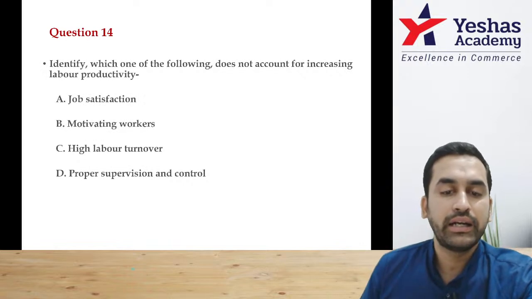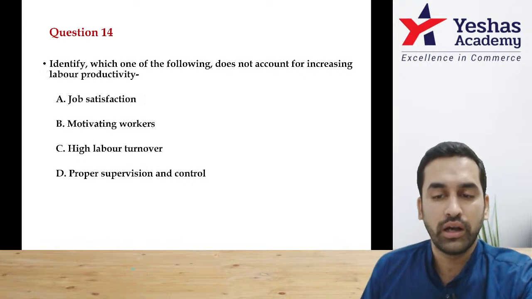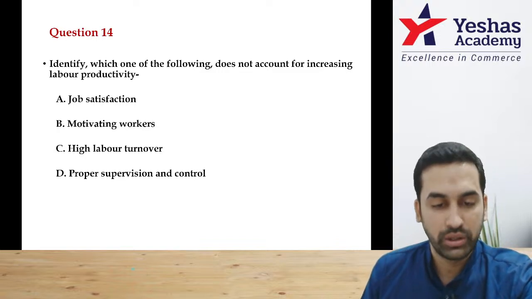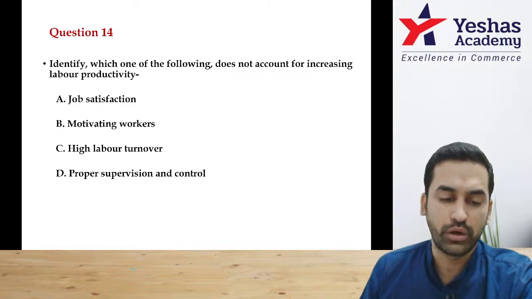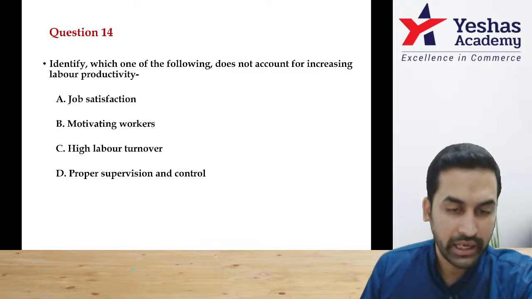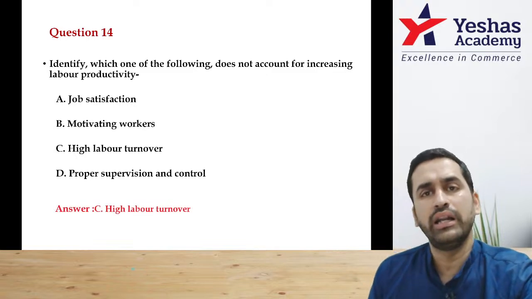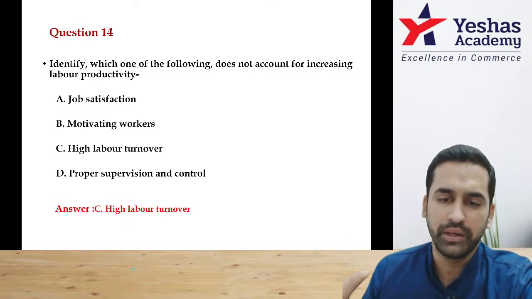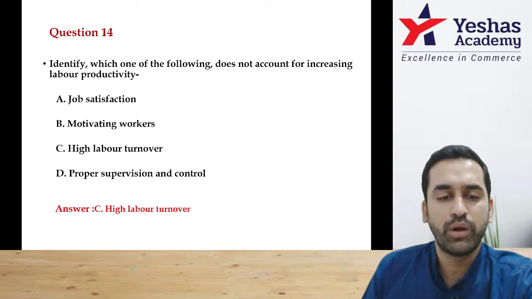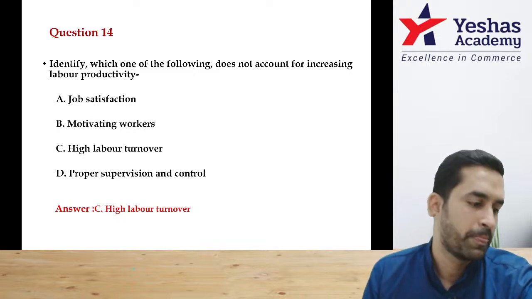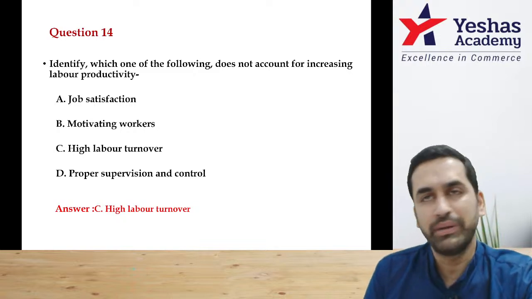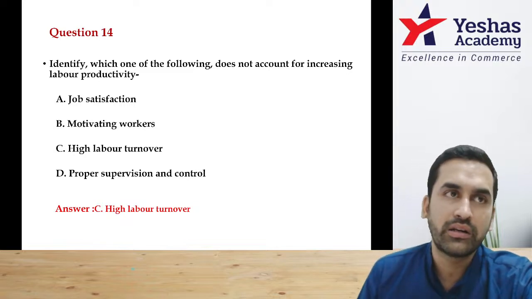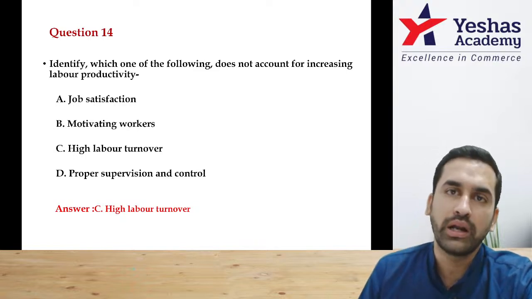Next. Identify which one of the following does not account for increasing labor productivity. Job satisfaction, motivating the workers, high labor turnover, proper supervision. Sir, high labor turnover is the answer. What do you mean by high labor turnover? Too many employees are leaving and joining and leaving and joining a company. How will it increase employees' productivity? It will demotivate him. Think about a company wherein too many people keep joining and leaving every now and then. How will that help you to improve the productivity?